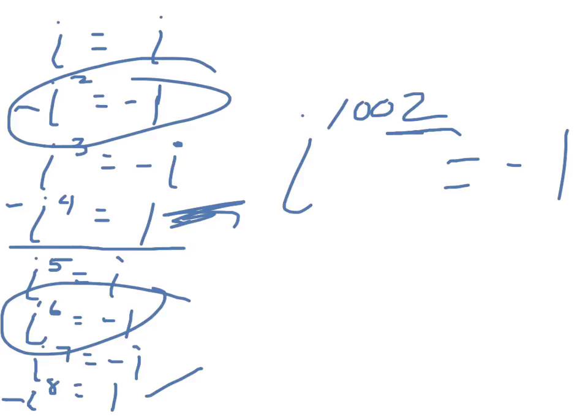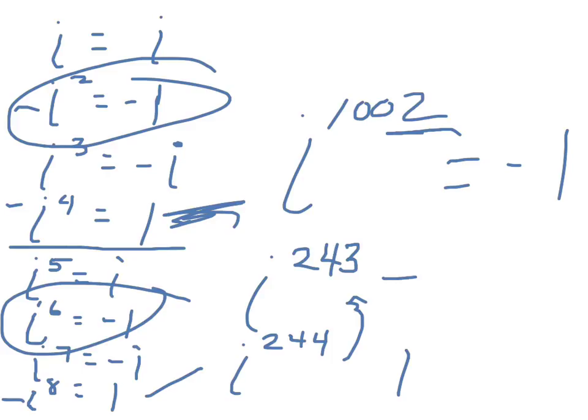Then, another problem that's in my book for that is this problem. i to the 243. Here's how I treat it. I go up to the very next one, which would be 244. Is 244 divisible by 4? It is. So this one would be positive 1. What's 1 previous to that in the pattern? Negative i. Okay? That's all those are.